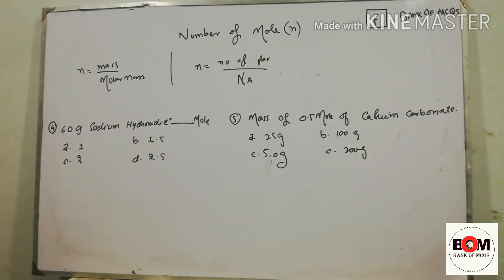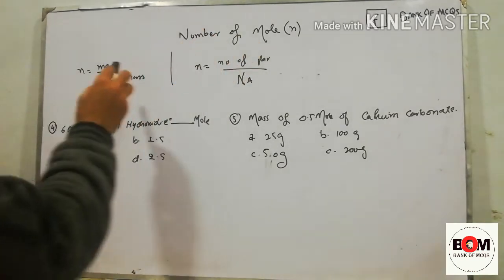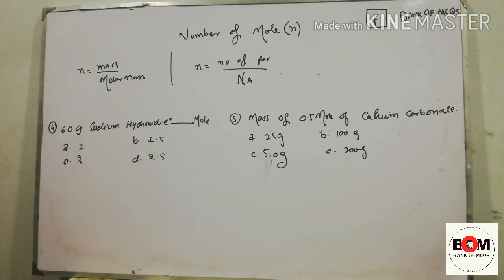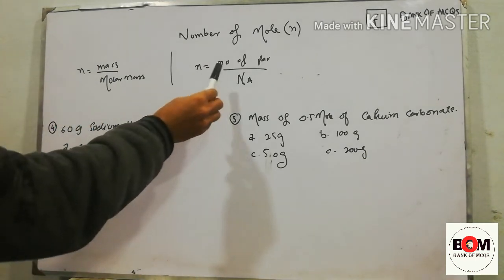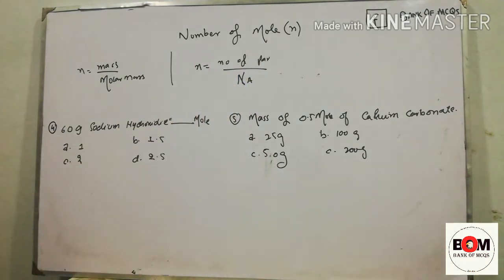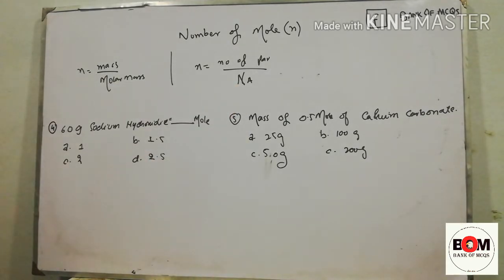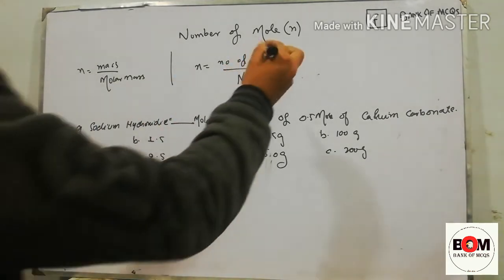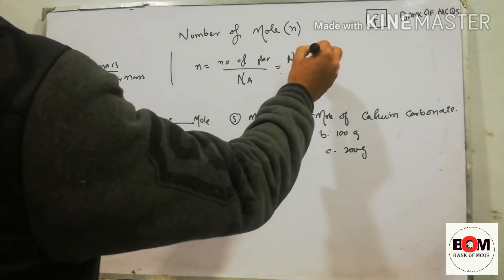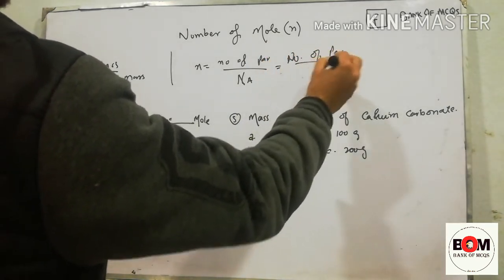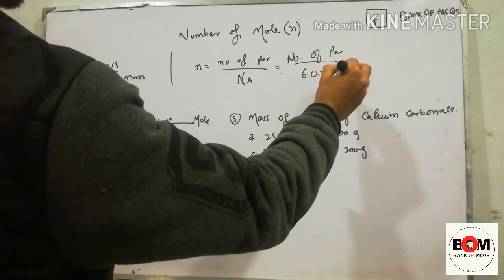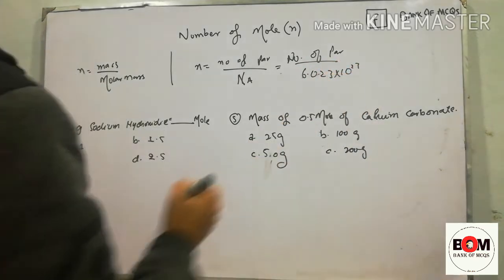Now we know that number of moles has two formulas. Number of moles is equal to mass divided by molar mass, or number of moles is equal to number of particles divided by the number of particles in 1 mole, that is NA, 6.023 × 10^23.